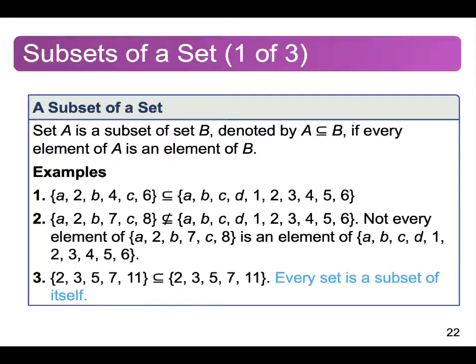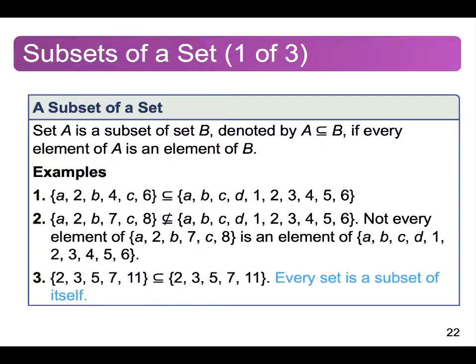So for example, if we had the set A, 2, B, 4, C, and 6, that would be a subset of the list A, B, C, D, 1, 2, 3, 4, 5, 6, because every element of that smaller subset came from the larger set. Now example 2, where we had A, 2, B, 7, C, and 8, would not be considered a subset because the elements 7 and 8 were not in the larger set.